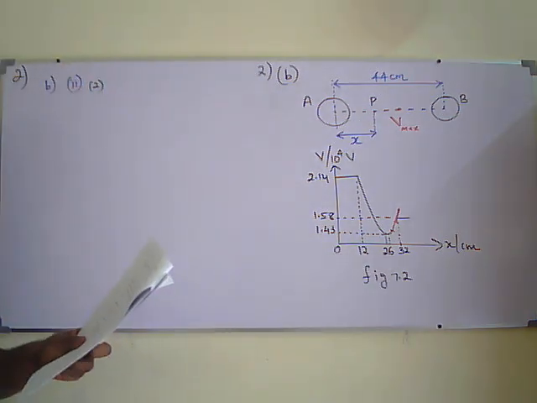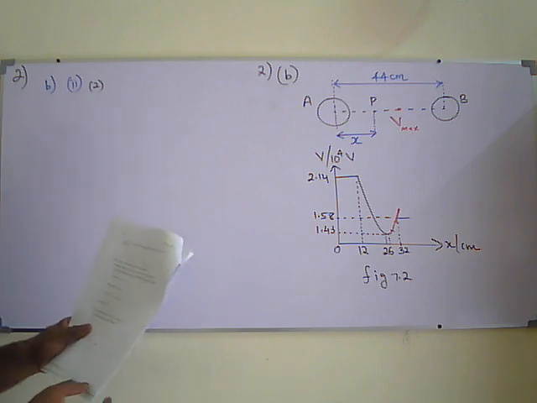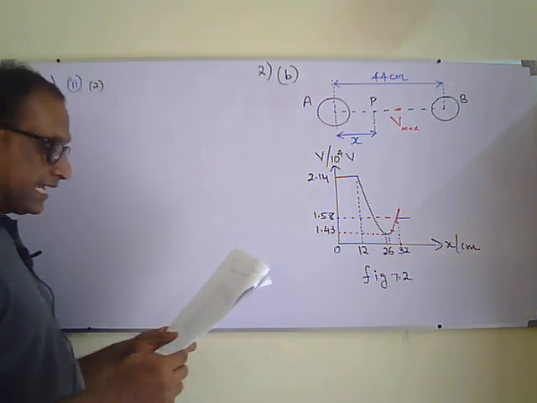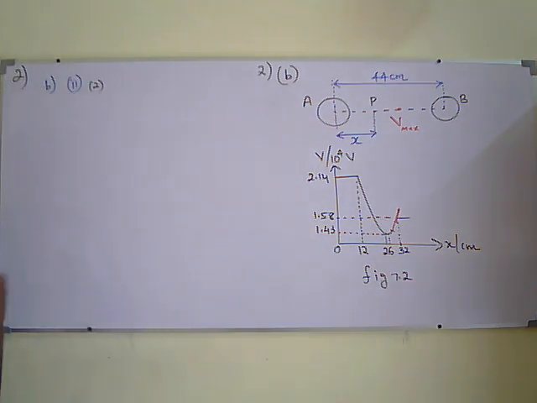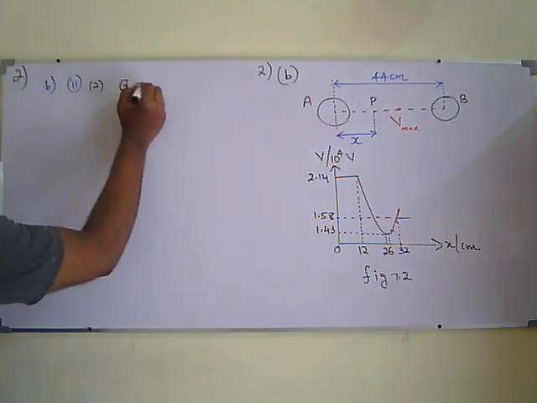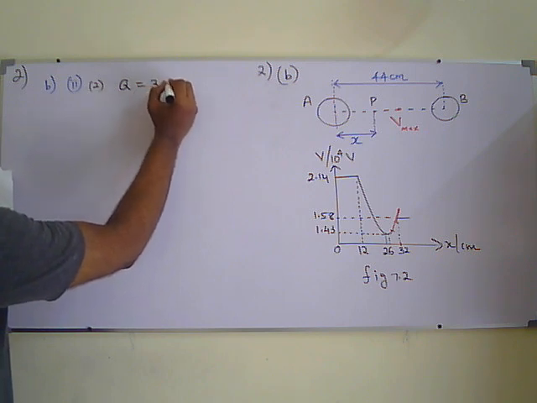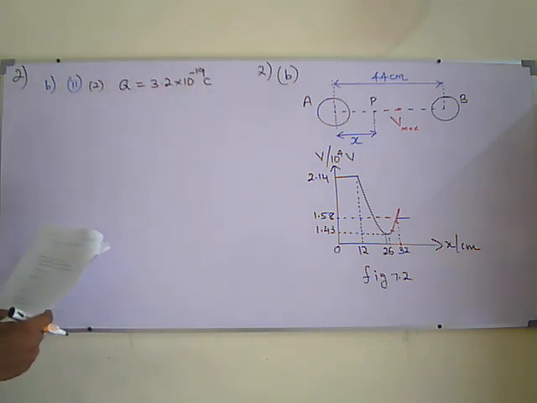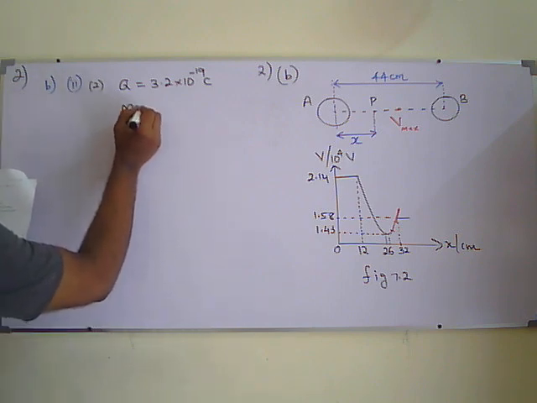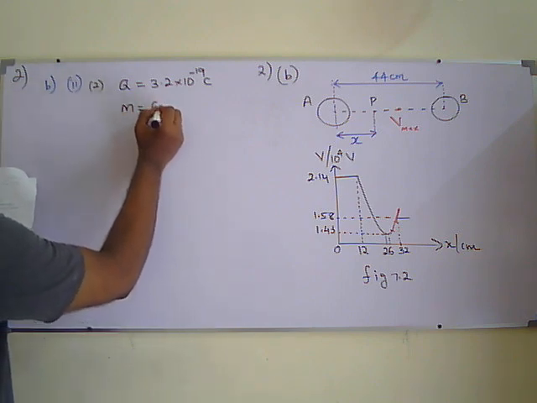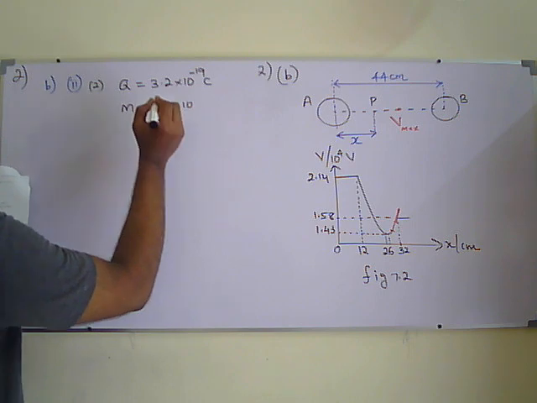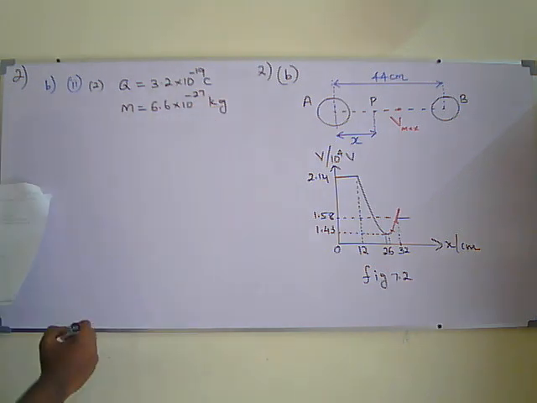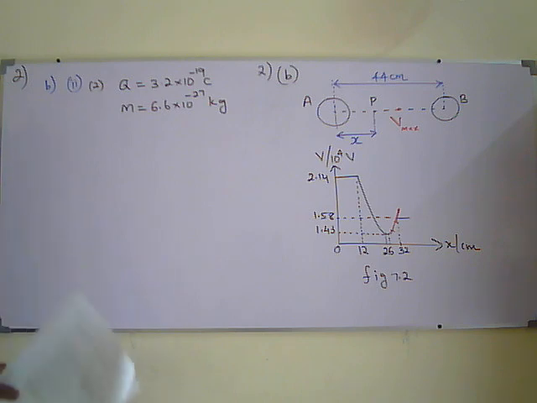Now question number 2, B part, second. They are saying a particle has a charge of 3.2 × 10^-19 coulomb, and its mass is given as 6.6 × 10^-27 kilogram. Calculate the maximum speed of the particle.